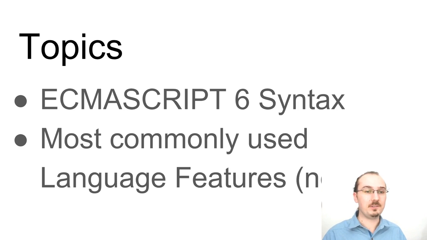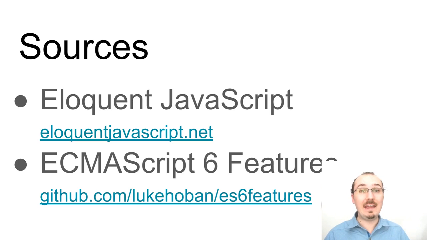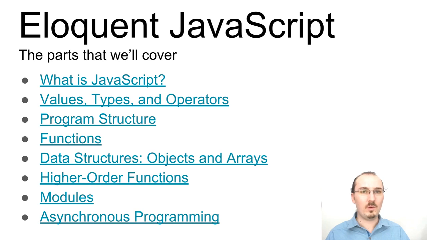What we're going to cover here is ECMAScript 6 syntax and the most commonly used language features, not all of them. We're going to draw from Eloquent JavaScript, an excellent free ebook online, and also this document, ECMAScript 6 features. Within Eloquent JavaScript, this is what we're going to cover. These are sort of hand-picked sections. It's not all the sections of Eloquent JavaScript, but these are the ones that contain the language features that I see as useful on a day-to-day basis and sort of need-to-know parts of JavaScript.